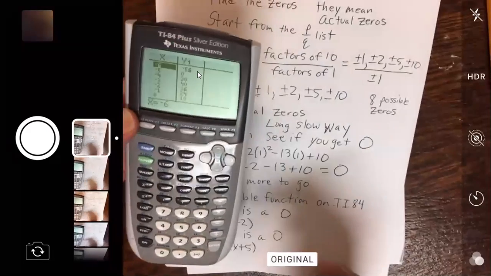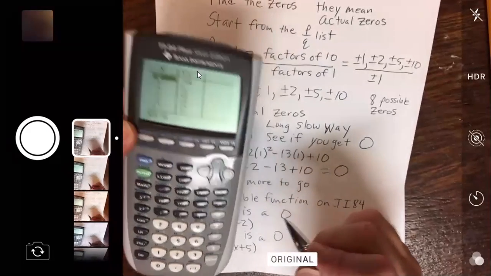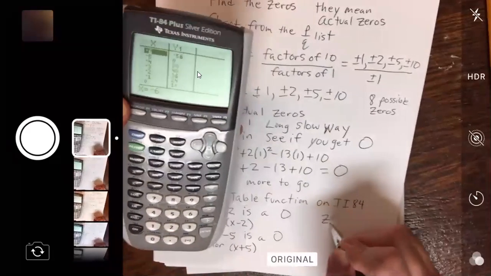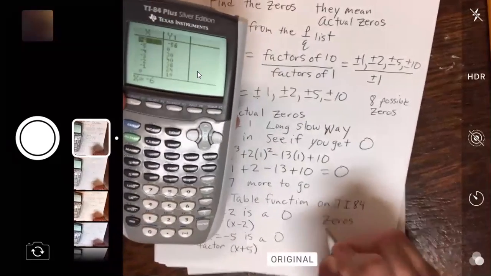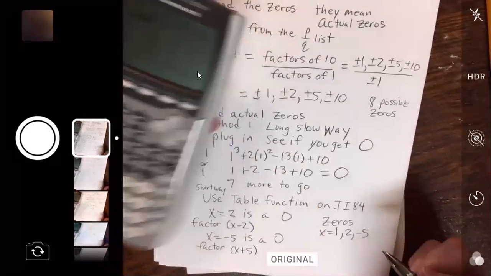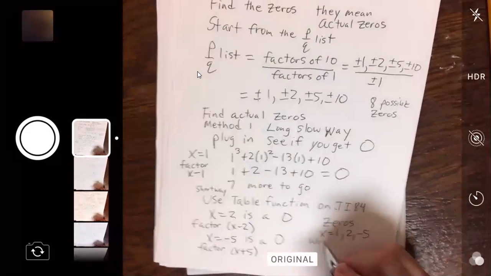The final answer, well, half the answer is to find these zeros. So I've got zeros x equals 1, 2, and -5. And then they want you to write in factored form.